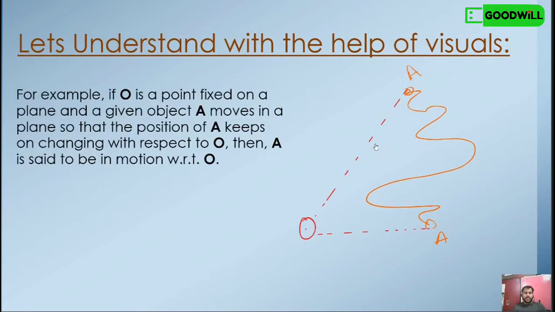So if you take the example, we can see if O is a point fixed on a plane, and a given object A moves in a plane so that the position of A keeps on changing with respect to O, then A is said to be in motion with respect to O.